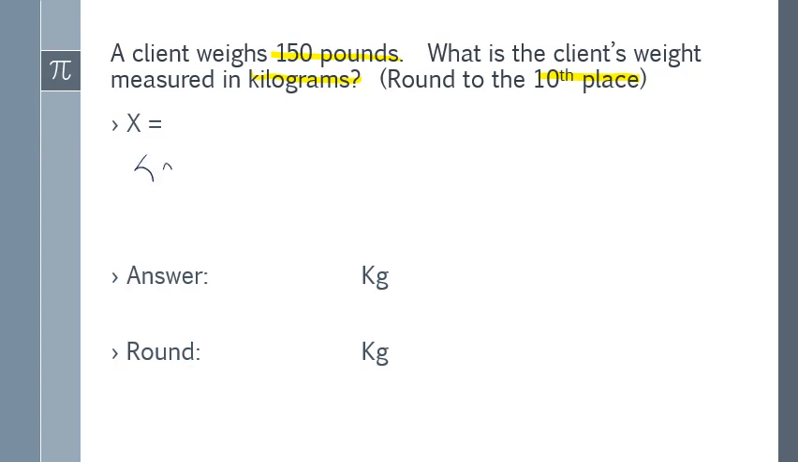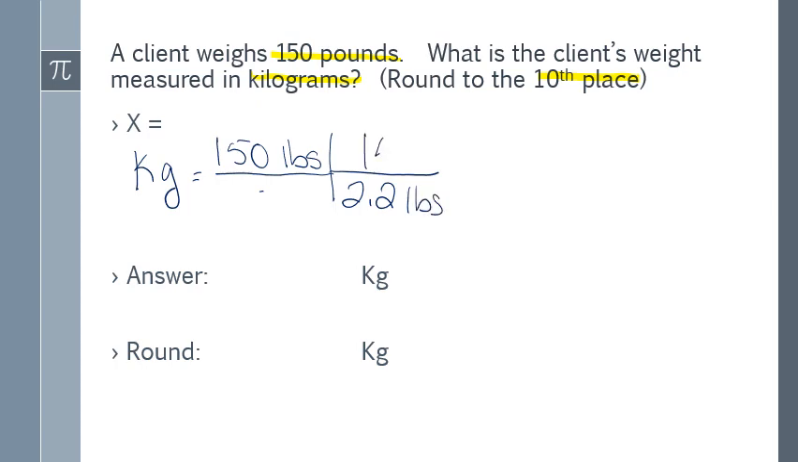So we're going to do kilograms. That's what we're solving for. 150 pounds, and you'll see it written this way too. There are always 2.2 pounds per kilogram. So you'll want to memorize that as well and commit that to memory.